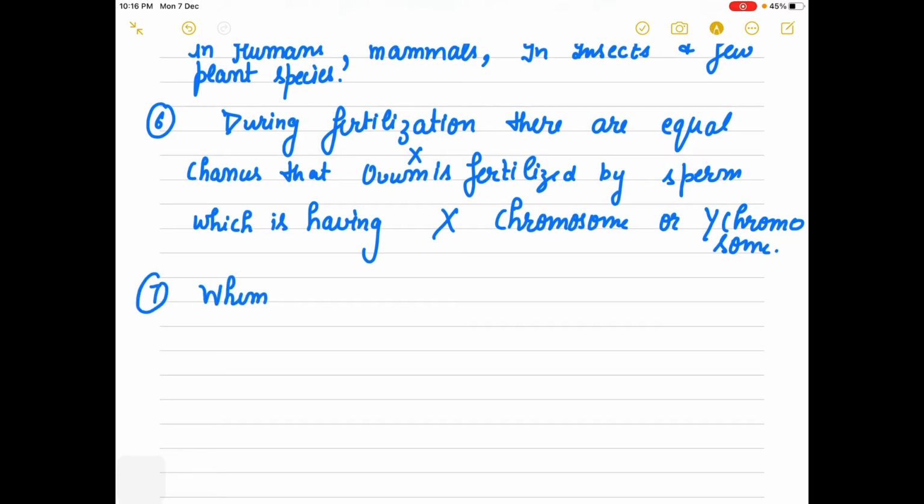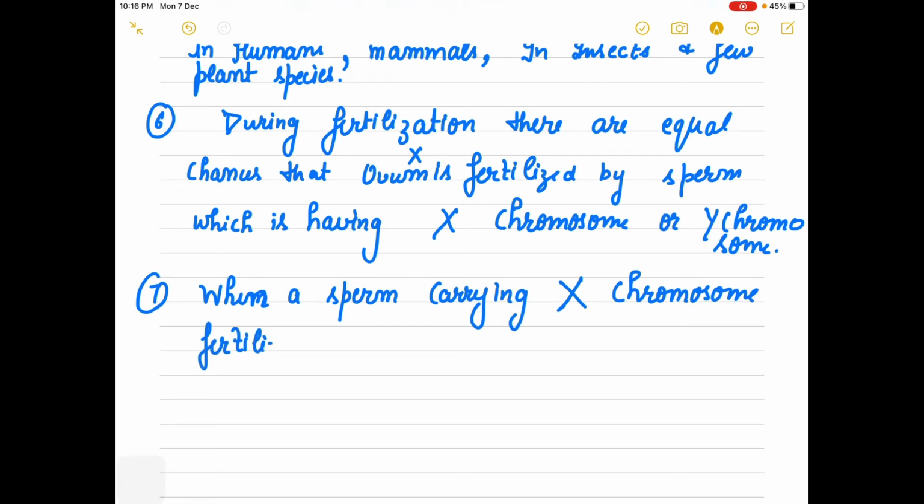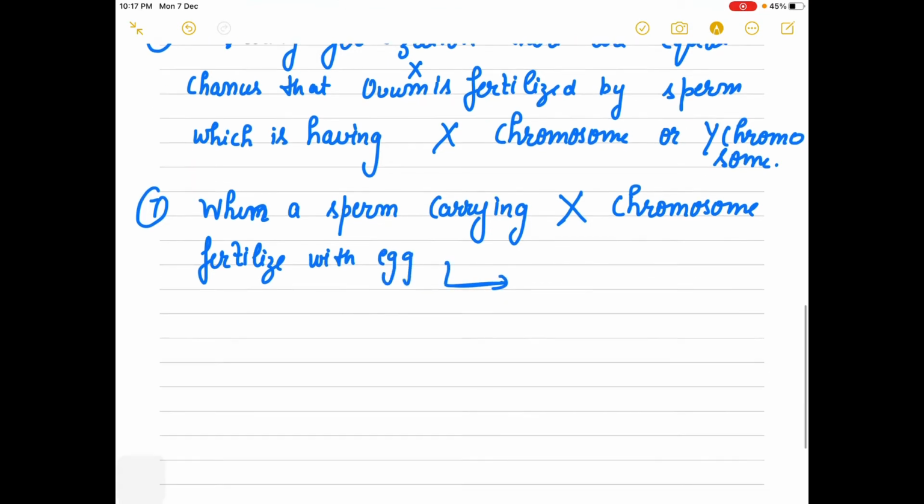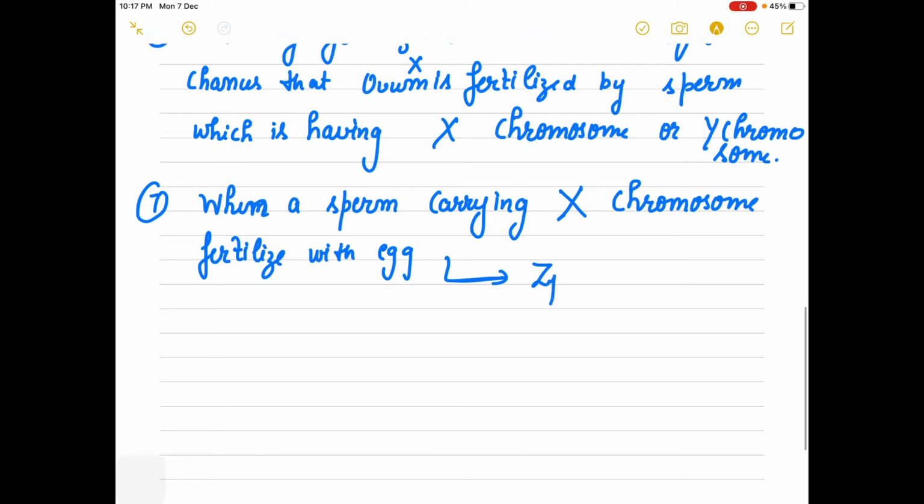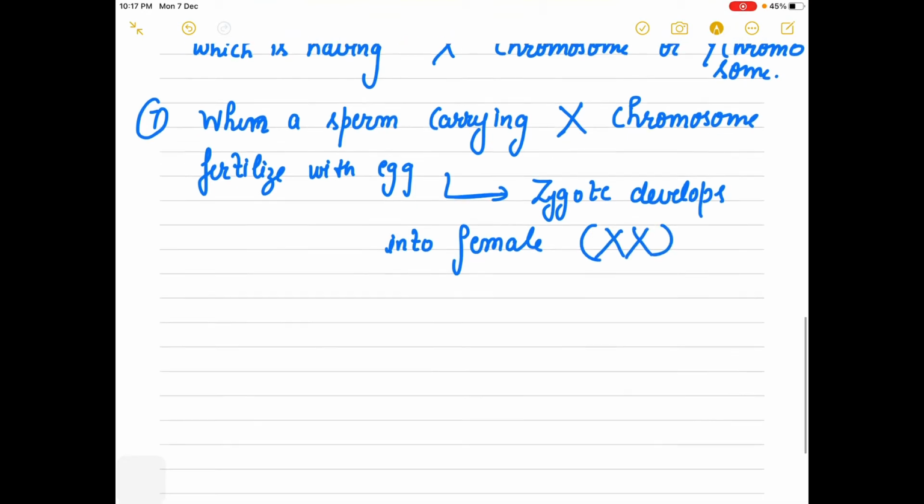So when a sperm carrying an X chromosome fertilizes the egg, what do you think the child will be? The first thing which develops will be the zygote. So the zygote will develop into a female, and the chromosomes will be XX, right?